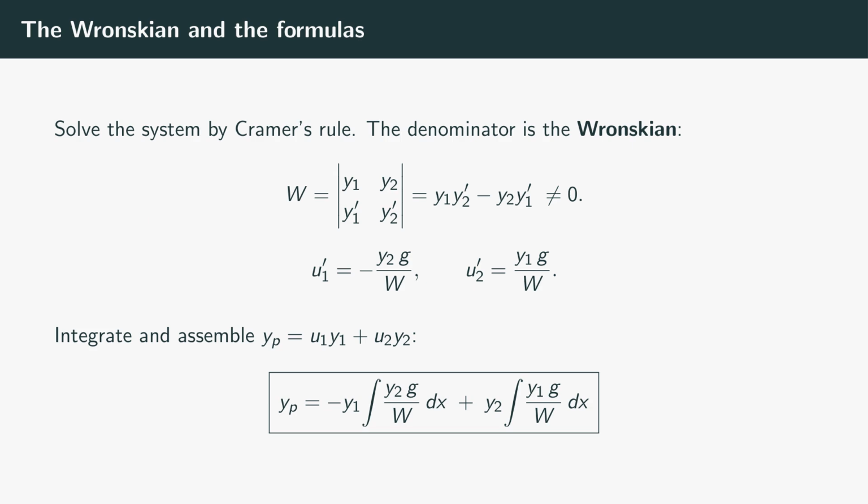Putting it all together gives the master formula. The particular solution equals minus y1 times the integral of y2 times g over the Wronskian, plus y2 times the integral of y1 times g over the Wronskian. Two known solutions, one determinant, two integrals, and you have your answer for any forcing term.